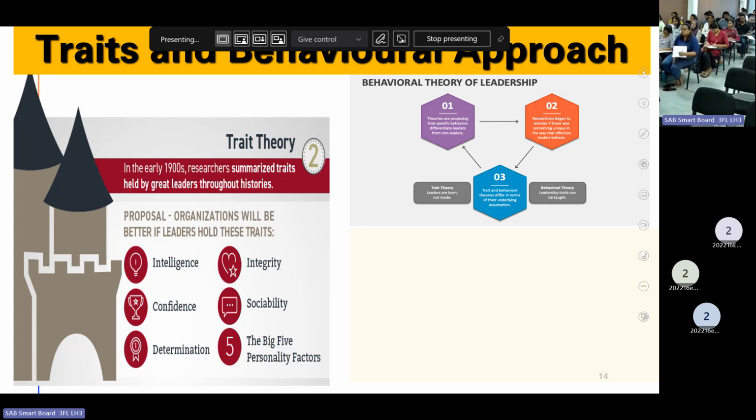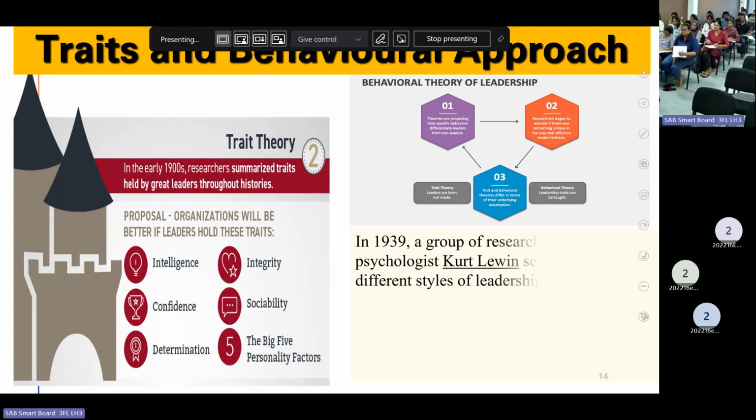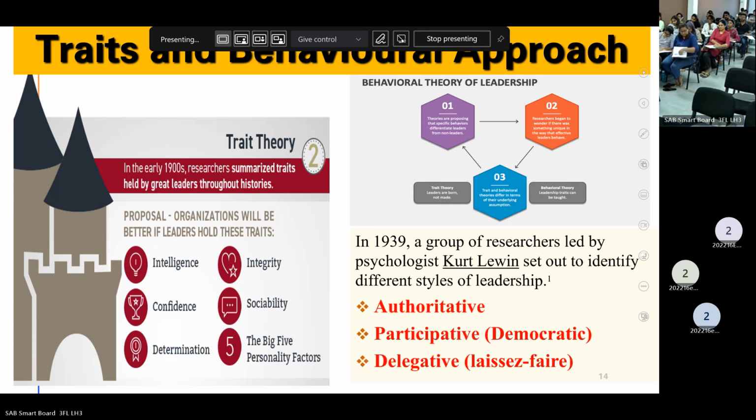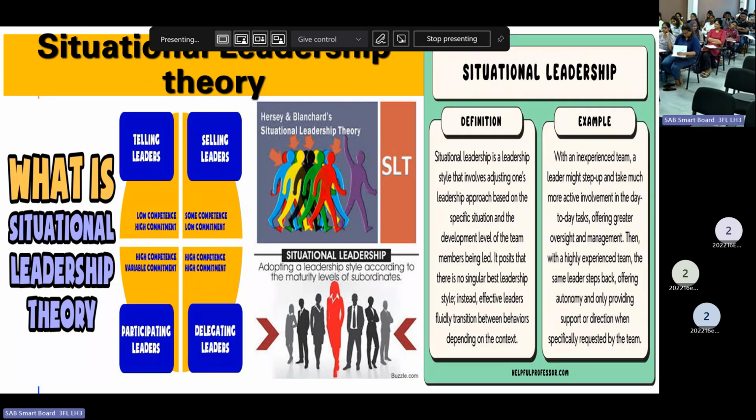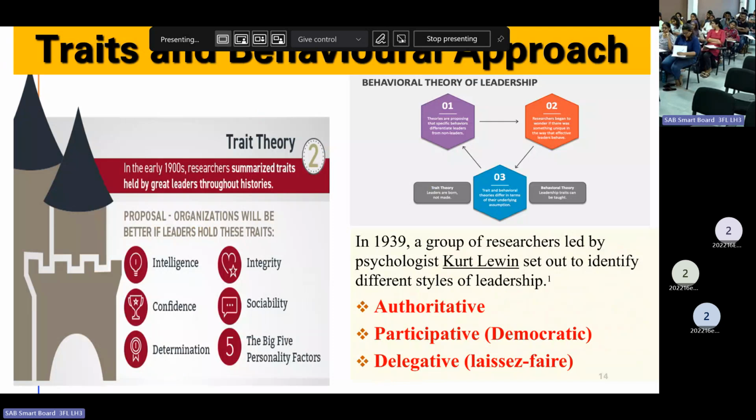Then the next slide: quick personality factors, we will go for that. Okay? In 1939, a group of researchers led by a psychologist identified 3 types of leadership style: authoritative, democratic, participating, and delegating, that is laissez-faire. So he identified this in 1939, not today. A group of researchers from Iowa University or something. I can't remember the university. So they identified this. That is the first research.